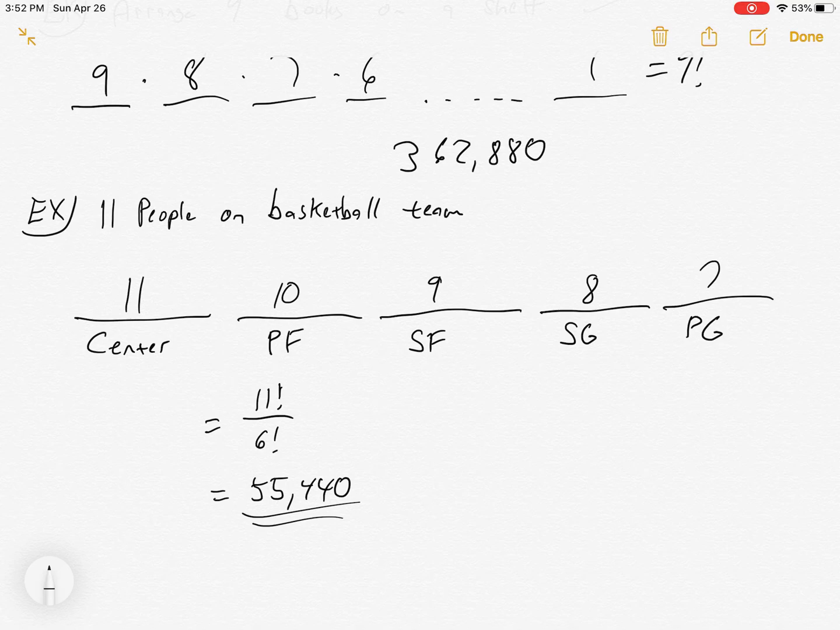So if your friend says, hey, just hang in there, sure you're not starting at point guard, but he mixes the lineups up a little bit. Eventually you'll start. Well, there's over 55,000 ways, so it may be more than just the number of games you have this year. But there you go. So this is a way of counting.